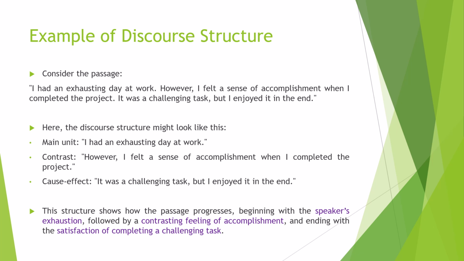Let us consider the passage. I had an exhausting day at work. However, I felt a sense of accomplishment when I completed the project. It was a challenging task, but I enjoyed it then. Here, in this discourse structure, the main unit is I had an exhausting day at work. Contrast is, however, I felt a sense of accomplishment when I completed the project. And this contains the cause-effect relationship, that is, it was a challenging task, but I enjoyed it then.